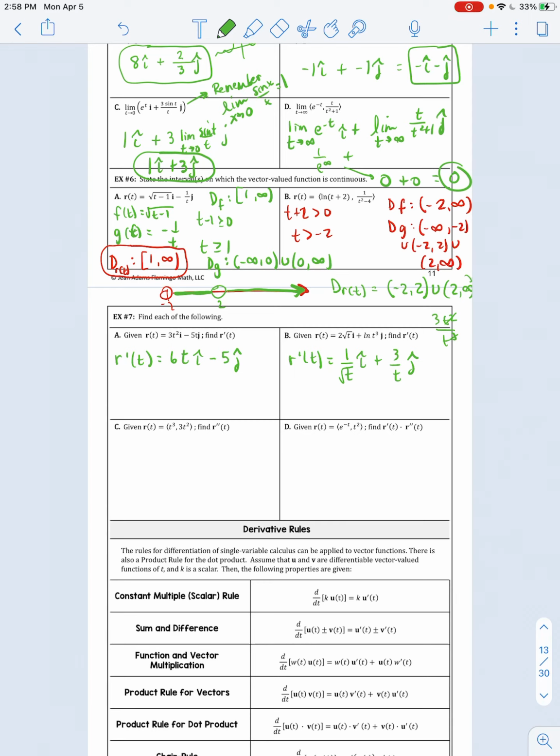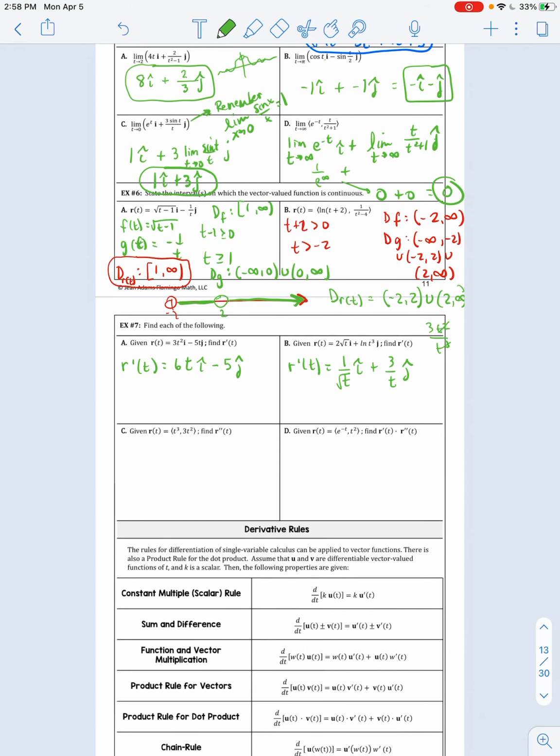And then part C, given r of t equals t cubed comma 3t squared, find r double prime of t. And so our r prime of t is going to be the vector 3t squared comma 6t, and our r double prime of t is going to be 6t comma 6.